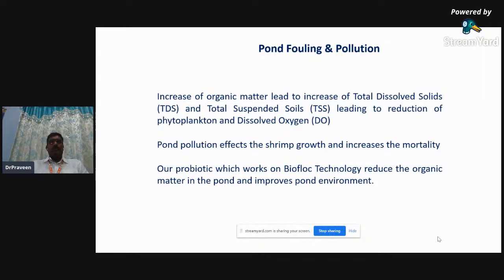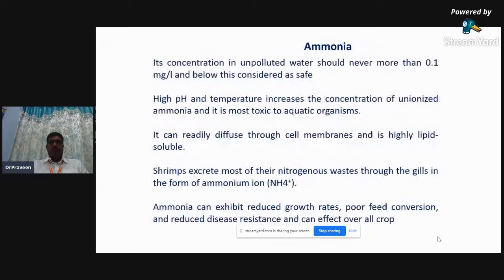That's why we go for probiotics, which are specially designed through biofloc technology, sometimes another technology, nanotechnology. Farmers may go through any kind of technology to reduce the organic matter in the pond, which will improve the pond environment. So obviously, the probiotic role is decided by all these kinds of matters.